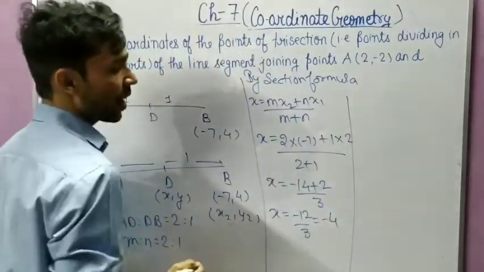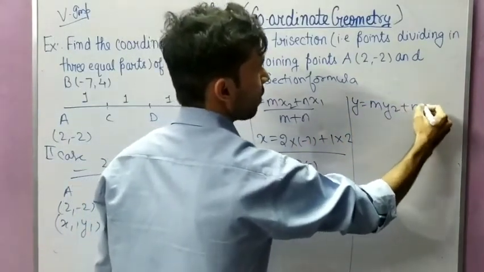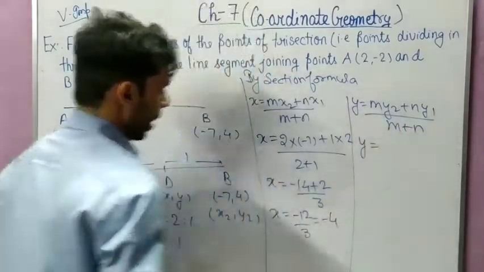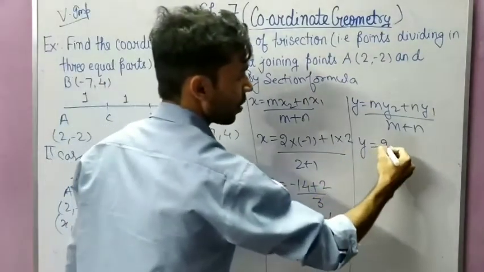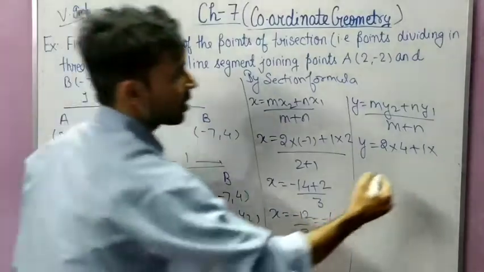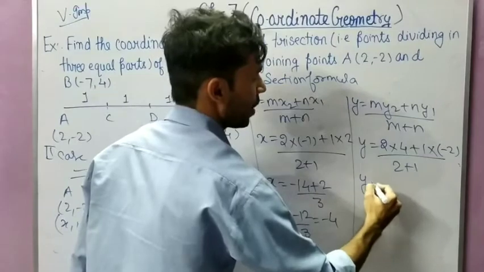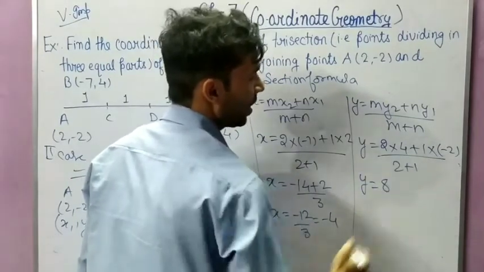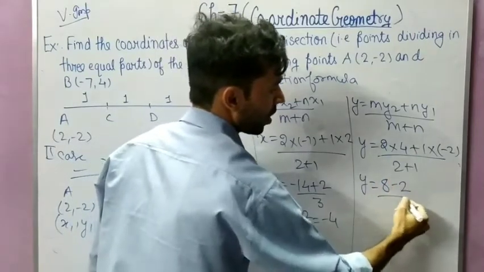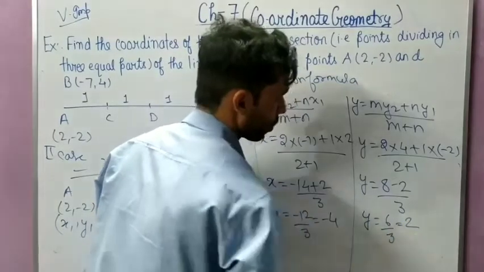Now similarly we can calculate y also. So y equal to my2 plus ny1 upon m plus n. Now y equal to, m is 2 in this case, y2 is 4, n is 1 in this case, and y1 is -2. Divide by 2 plus 1, so y will be equal to 2 into 4, 8, and 1 into -2, that is -2 upon 3. So y will be equal to 6 upon 3, that is 2.